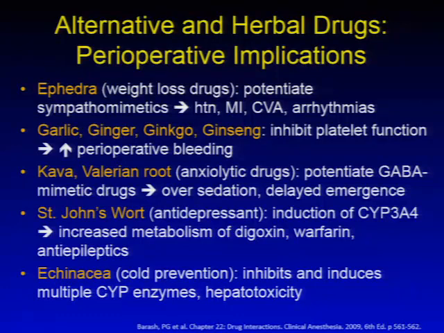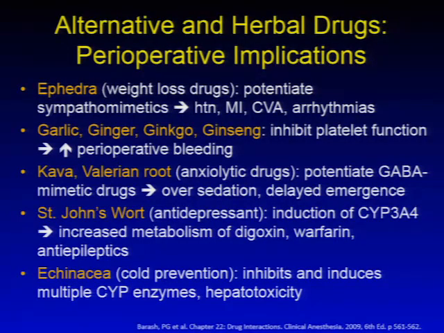Now, there are alternative and herbal drugs that can interact with many of the drugs that we use in anesthetic practice and can have profound perioperative implications. Ephedra, which is in a class of weight loss drugs, can potentiate many of the sympathomimetics we use in anesthesia, resulting in high blood pressure, MIs, cerebrovascular accidents, and arrhythmias.